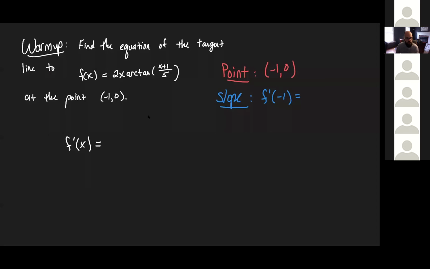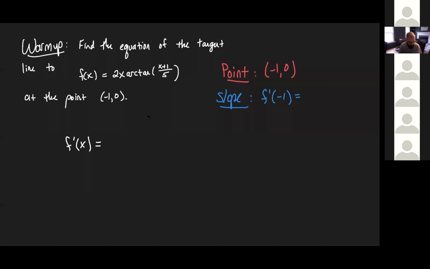So welcome everybody. This is April 8th, and we are going through Calculus 1. So we have our warm-up here. We have a question about finding the tangent line, and we have an inverse trig function in there. So this is something that would appear in section 2.6 in our book. So we'll do this today, and then we're going to move on to section 2.7.